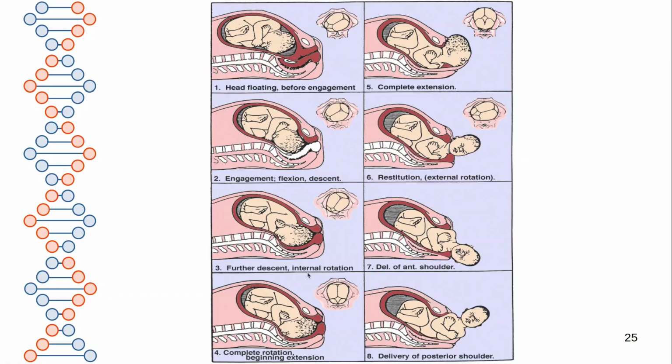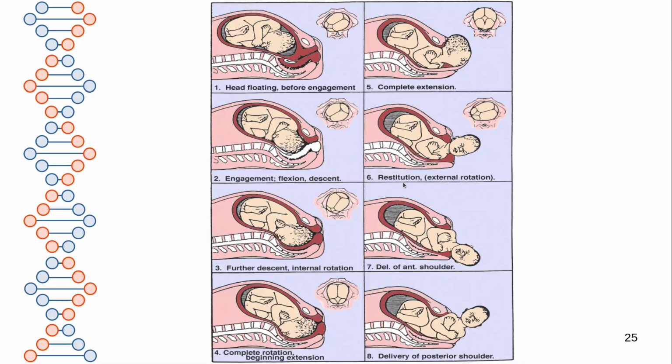Third step: further descent and internal rotation. Internally, the head will rotate. You can observe the pictures here. Then the fourth step: complete rotation and beginning of extension. Before engagement, head floating; then flexion and descent, internal rotation, complete rotation and beginning of extension. Then complete extension: once extension begins, the head will completely extend and the head comes out. You can see crowning, where the head part can be observed at the mother's vaginal opening.